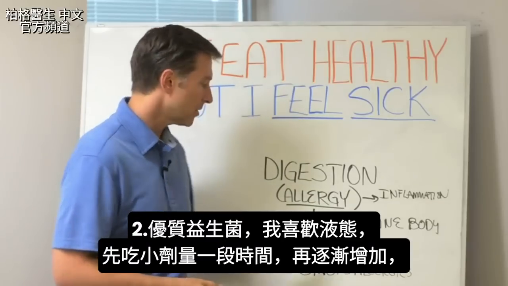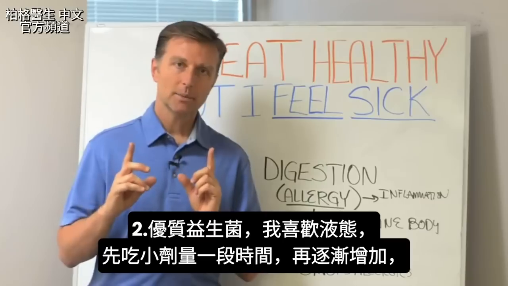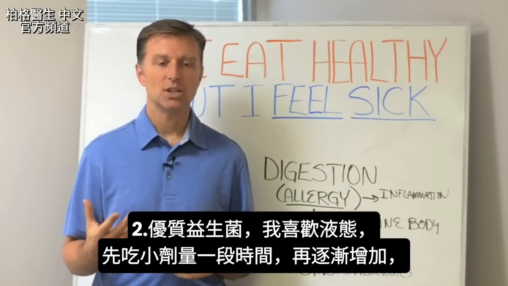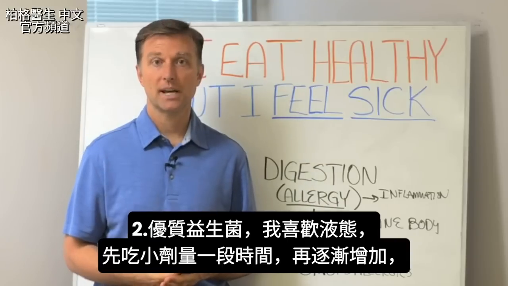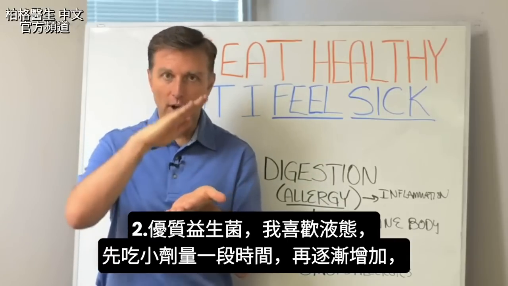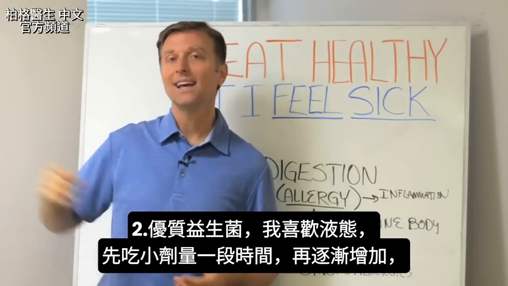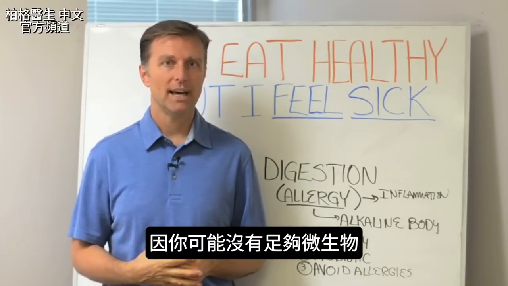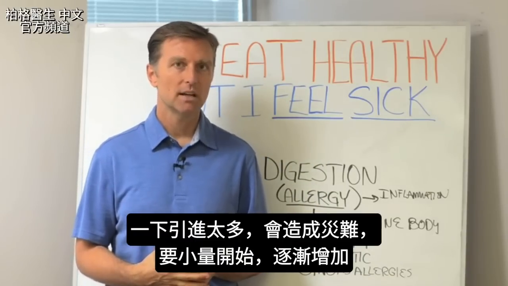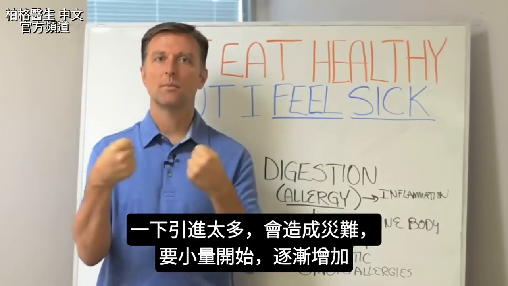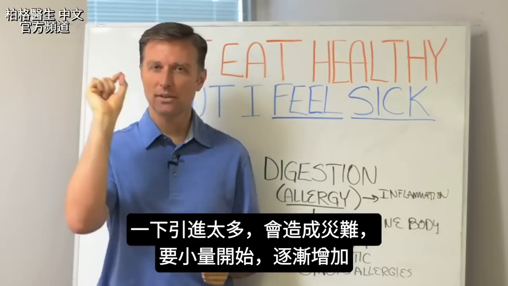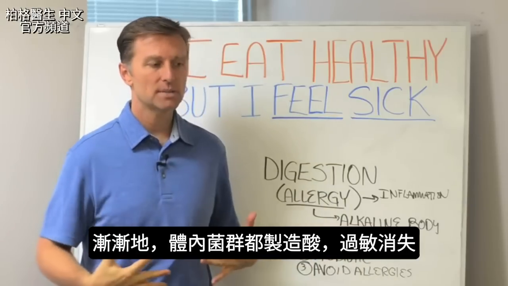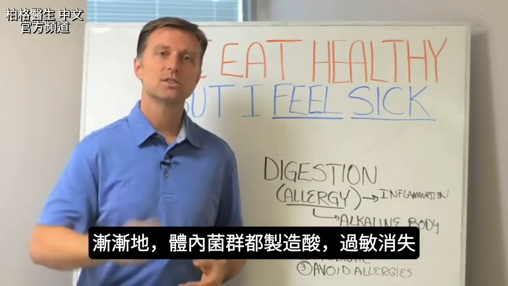Number 2, probiotics. So you want to get a high-quality probiotic. I like the liquid ones, and you can start taking this over a period of time. Start off very, very small and gradually increase, because chances are you don't have the full complement of microbes to help you. And if you dump too much in there, you're going to create like a storm of a reaction. So you want to start out very small and gradually put that in there. So over time, you have all the flora that's making your acid for you, and the allergies start going away.